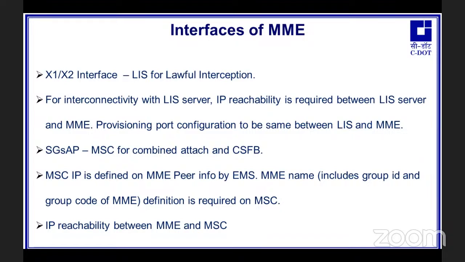So if you check at the MSC end, at the MSC end we need to do the configuration for the particular MME. IP is required. Along with that, MME group ID and group code are required along with the full FQDN. So on the basis of that, the reachability needs to be ensured at the MSC end, and in the MSC for that particular MME, one particular port has been assigned. So in the next slide I will show that.